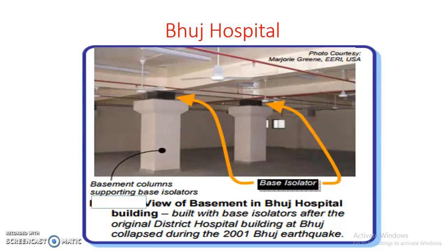In this case, whenever an earthquake occurs, the seismic waves generated by the earthquake, if they hit the structure, will immediately decouple from the base. So the minimum effect will only be caused to the superstructure. So this is a live example, and the hospital is steady and it holds true at Bhuj. Photo courtesy EERI USA.